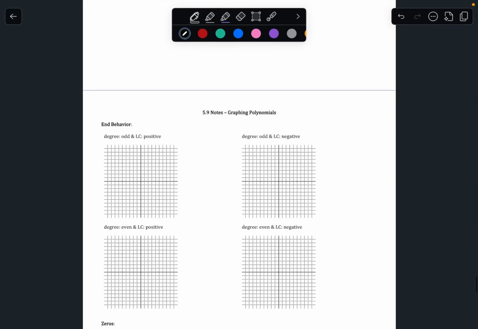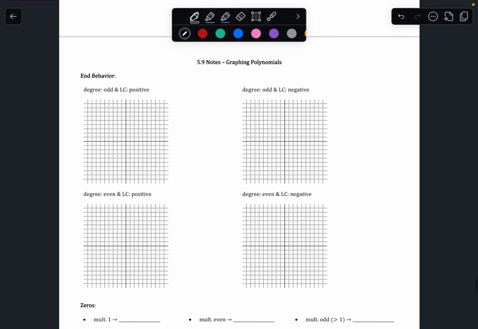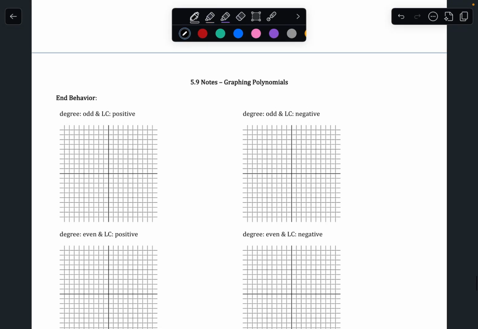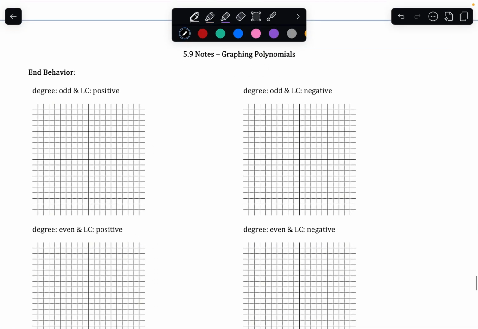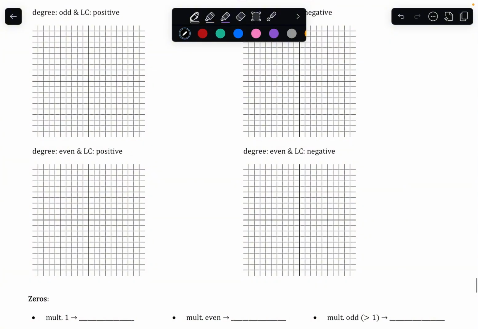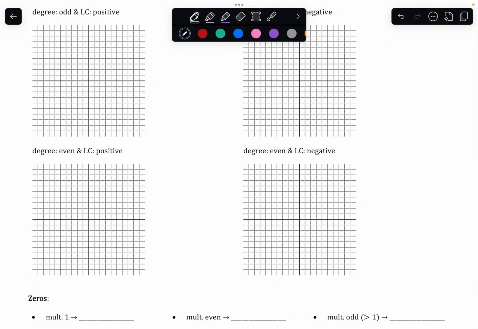All right, in this video, we are going to talk about how to graph polynomials. And so the first thing we're going to talk about is the end behavior. And so I'd like to start with the even degree polynomials because we have a very familiar one, x squared, the quadratic.